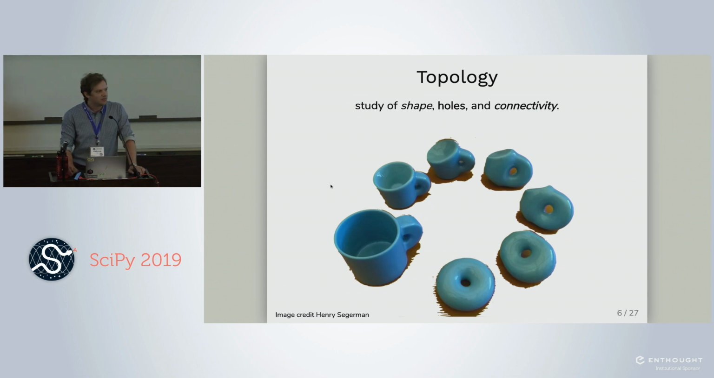So you might have heard something about coffee cups and donuts, not to be confused with cops. Topologists study shapes, holes, and connectivity. We say that the coffee cup is equivalent to the donut because you can transform one into the other while still maintaining the essential topology of the object. There's still a hole you can put your finger through and grab onto it.